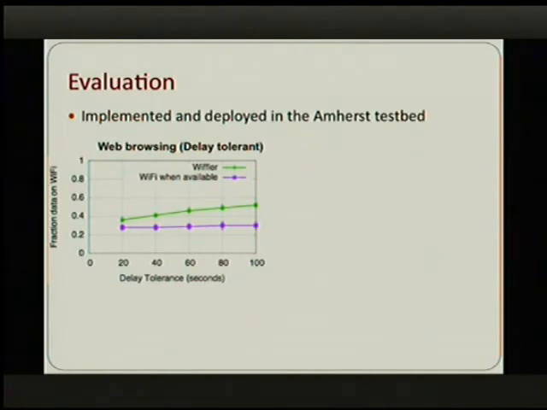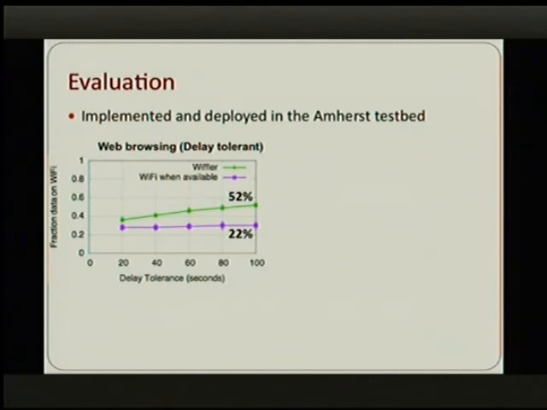and therefore it doesn't really leverage delay tolerance. If you don't leverage it at all, the amount of data that you could offload in this experiment was 22%. But if you did use Wiffler, you could offload 52% of the data if you had a delay tolerance of 100 seconds. And I also wanted to mention, though I'm not showing this on the graph, that the average time that applications were delayed because of Wiffler was about 15 seconds more than what you would have been delayed usually.